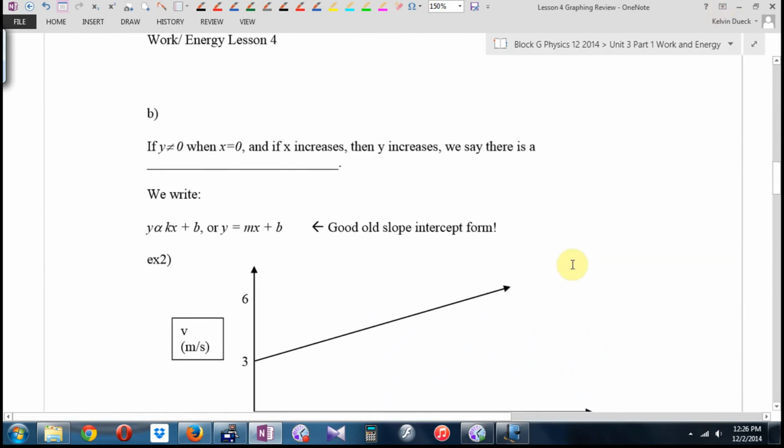If you don't go through 0, 0, but when x gets bigger, y gets bigger, we say there is an indirect proportion. And we write y is proportional to kx plus b, and that in math turns into y equals mx plus b. It's good old slope-intercept form.